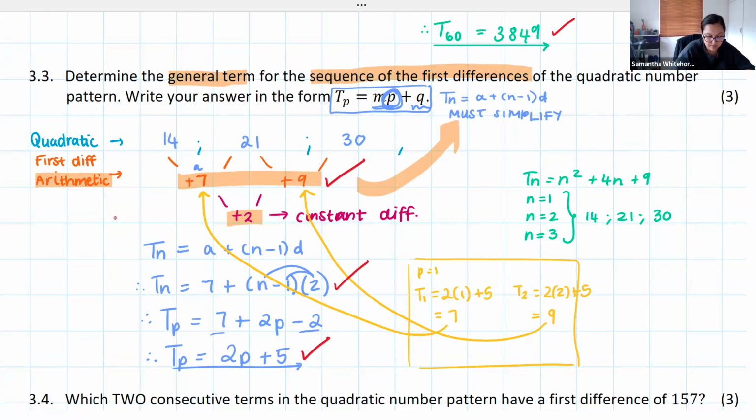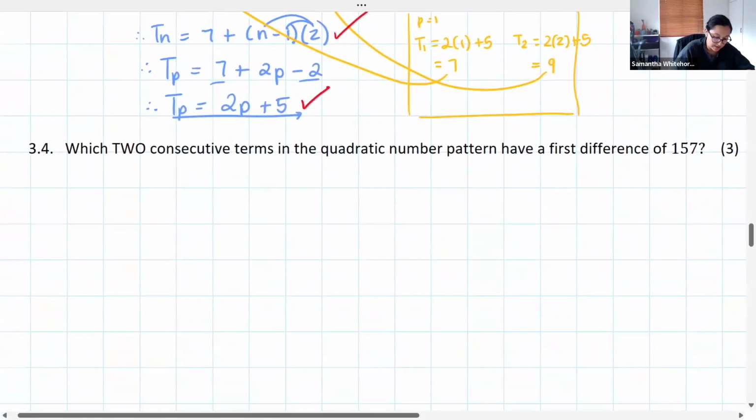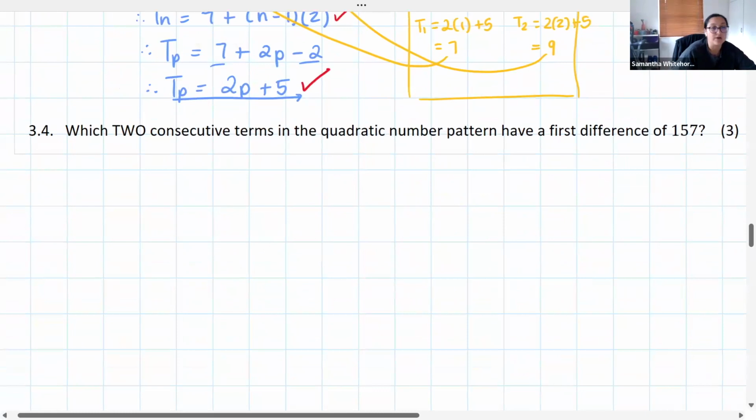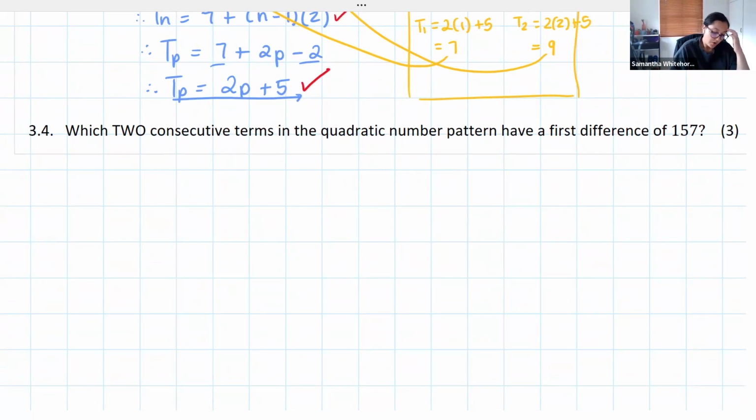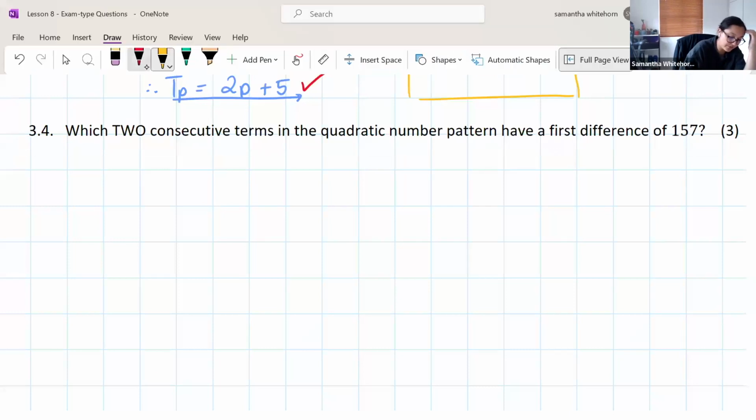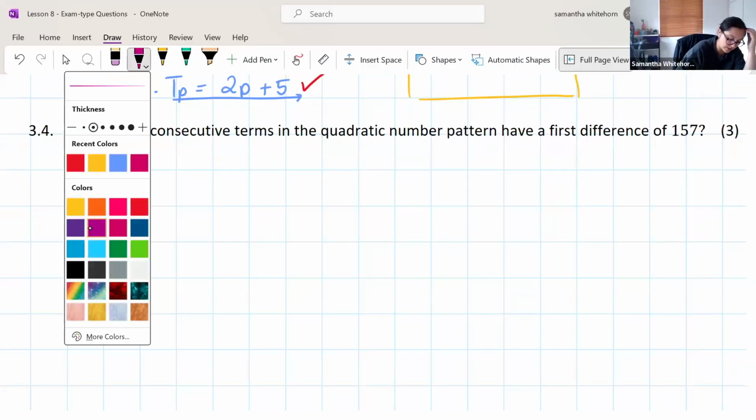Alrighty. So if we have a look at this last question here, 3.4, and I want to do this because this is one we'd love to ask, so it's good to know how to do it. Which 2 consecutive terms in the quadratic number pattern will have a first difference of 157? So again, we're going to break down what we've been given so that we actually know what's going on.